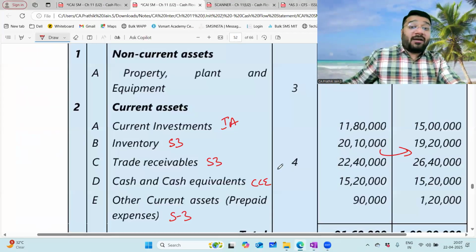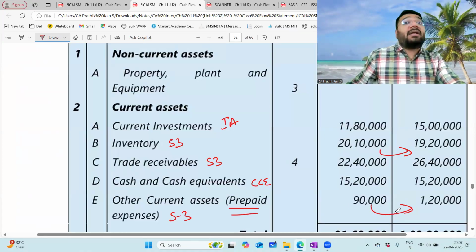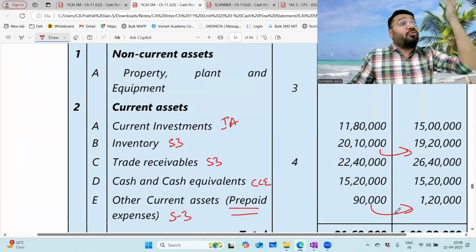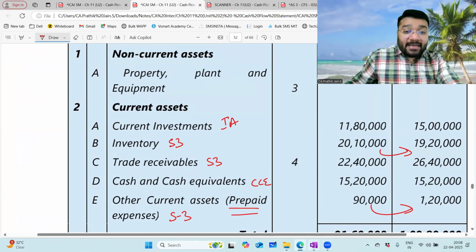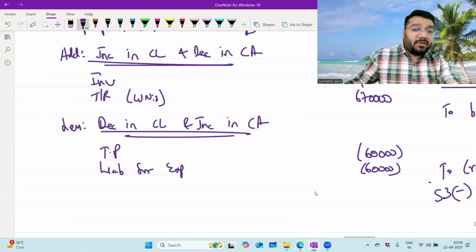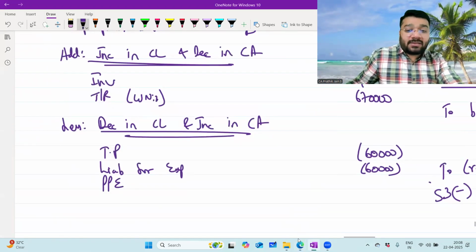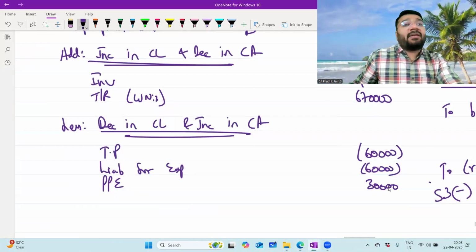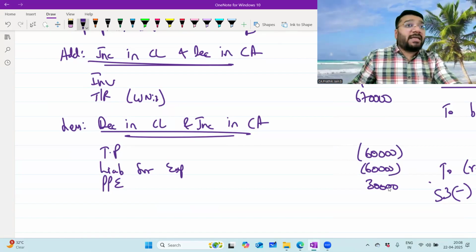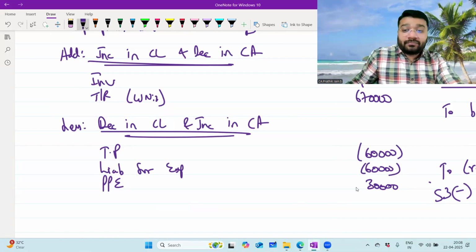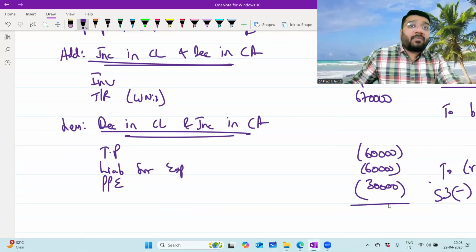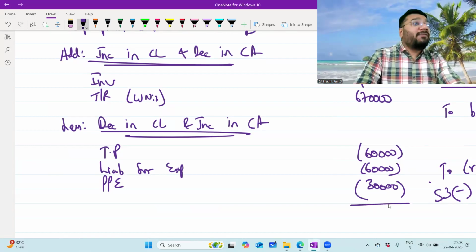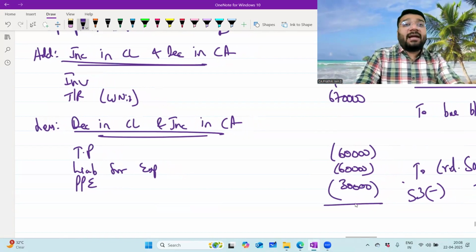Oh, sir, prepaid expenses from 19 became 120. Prepaid expenses increased. How? You made more outflow of money. So minus prepaid expenses. How much difference? 30,000. Prepaid expenses increase means for next year you paid more money, 30,000 extra. So it's cash outflow. Any confusions? Increase in current asset will come here only, no?